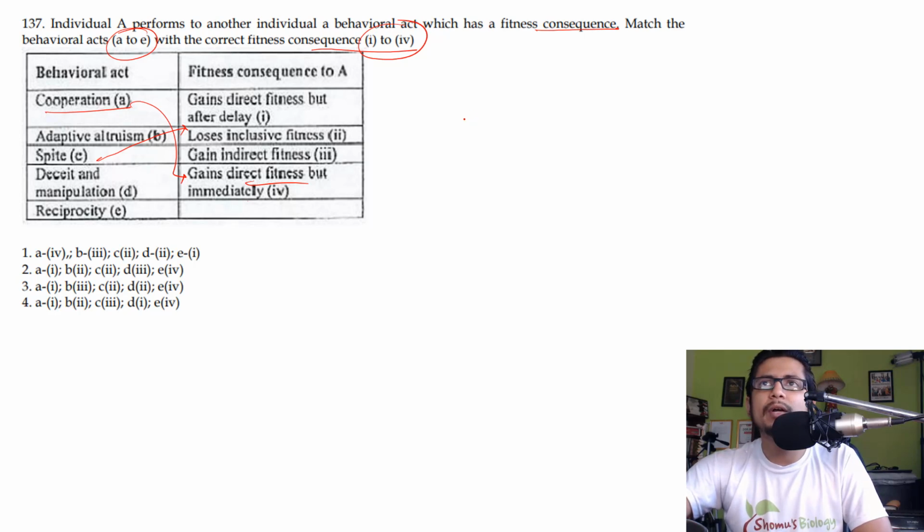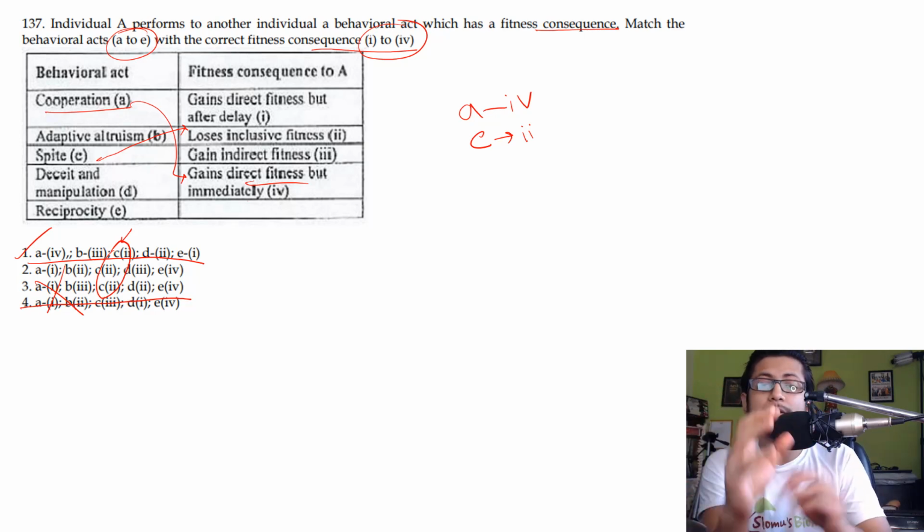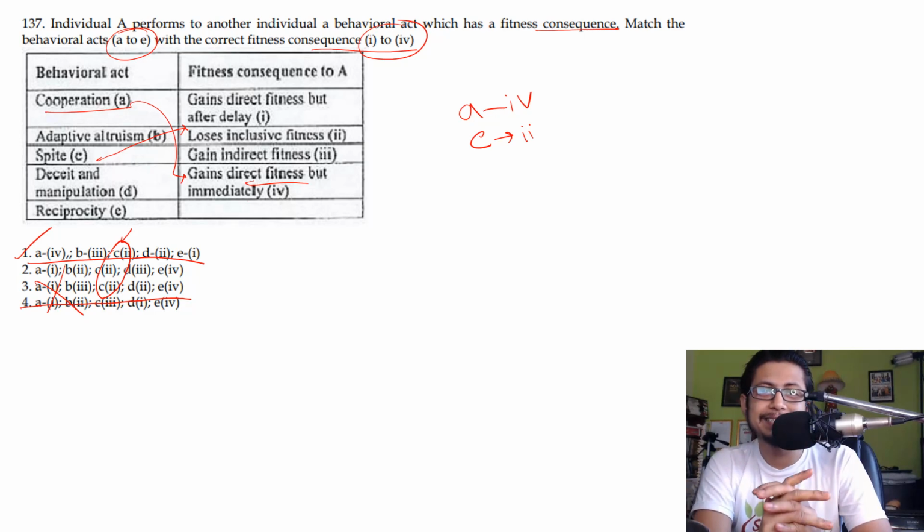So if you know that cooperation is 4, that means A is 4, and spite, that is C, is 2. Then find it out. There is only one option where A is 4. There are three options where C is 2. Now this is the beauty. If you know only that spite is bad, you can eliminate just one option. But if you know that cooperation gains direct benefit immediately, then you can eliminate all the options and you get the answer.